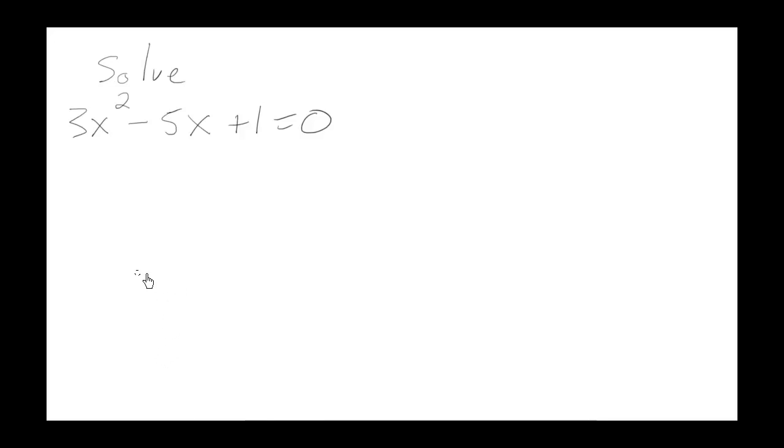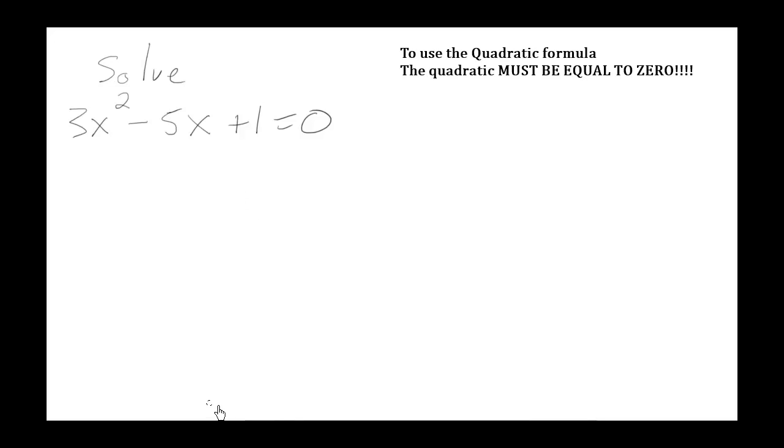Okay, let's try to solve this problem. So what kind of equation do you have? You definitely have an equation, equal sign stuff on both sides, and this is a quadratic. You have that square term. One very important note is the following. To use the quadratic formula, the quadratic must be equal to 0.